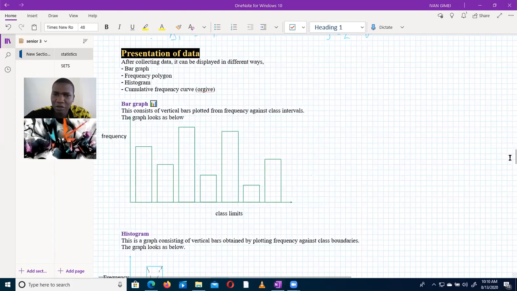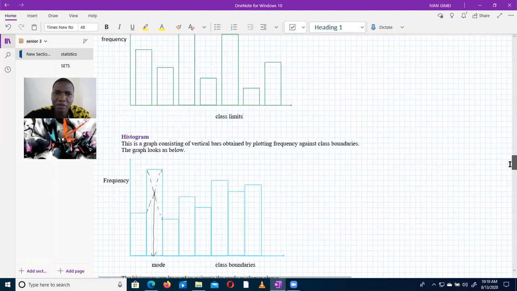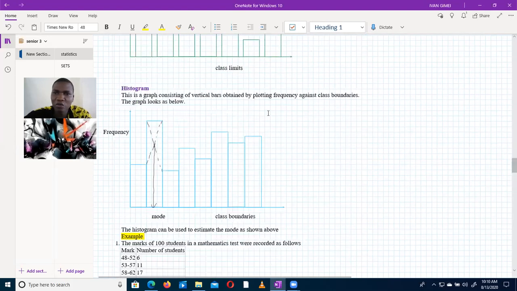Then we went ahead and also looked at the histogram. Histogram, we said you plot consists of vertical bars obtained by plotting frequency against class boundaries, and something like this. We said you can use a histogram to find a mode. And how do you do it? You simply plot frequencies against class boundaries. Then look for the highest bar.